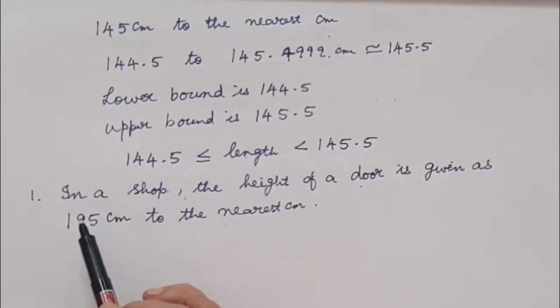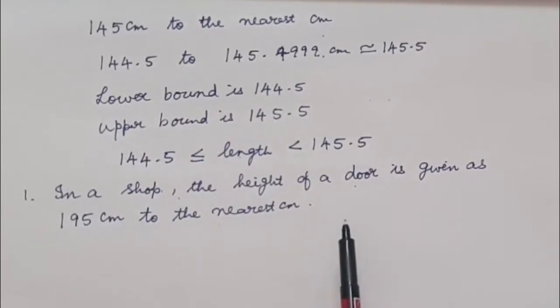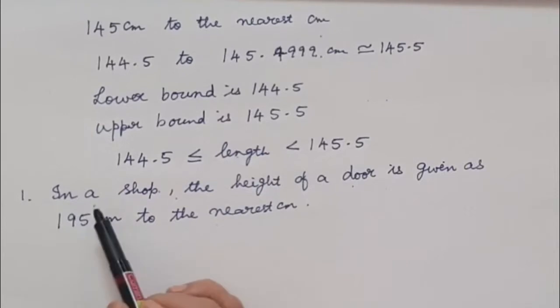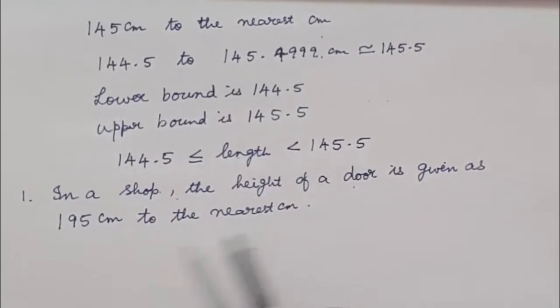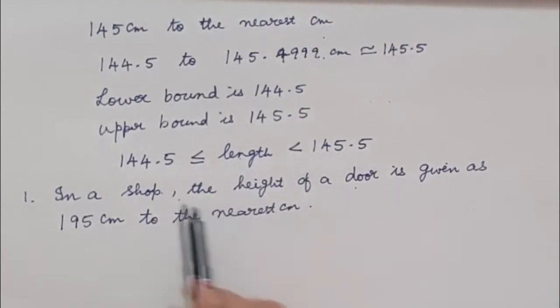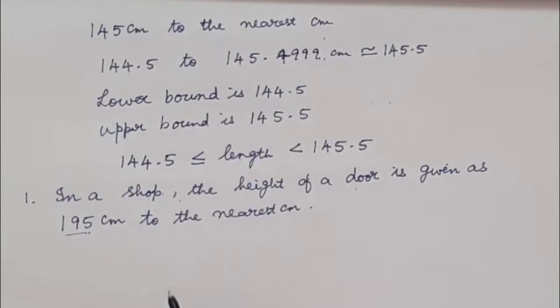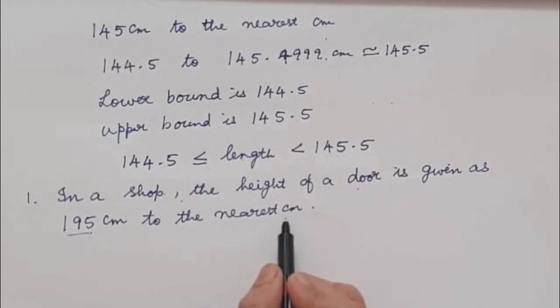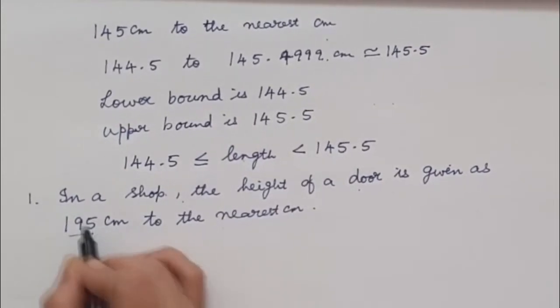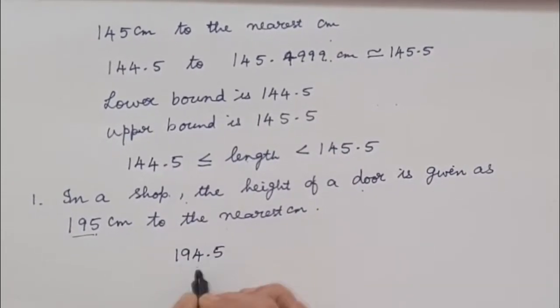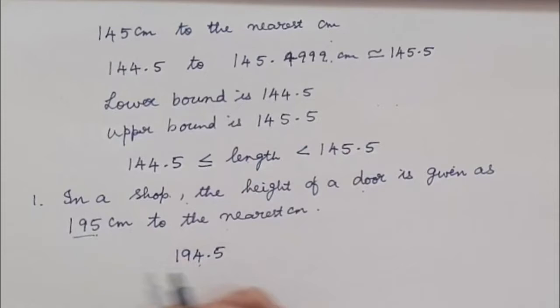Now let us calculate the upper bound and the lower bound for some values. Our first one: in a shop, the height of the door is given as 195 centimeter to the nearest centimeter. Now we need to find the upper bound and the lower bound for this height. It is to the nearest centimeter, so that is a whole number. So it will be 194.5. When you round this, it comes as 195.